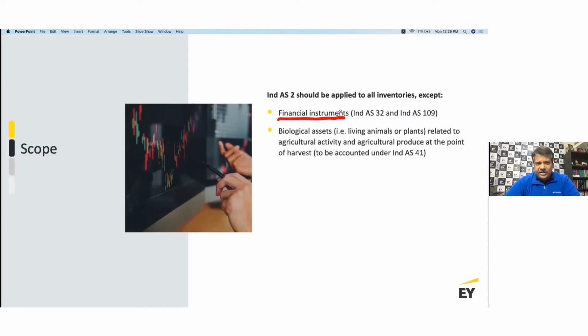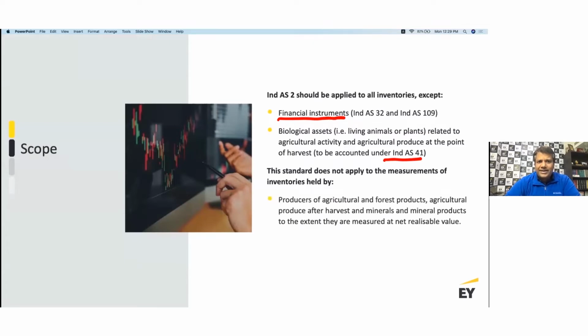Biological assets which are covered under Ind AS 41. If there are biological assets, they are covered under Ind AS 41, then you will apply Ind AS 41. The standard does not apply to the measurement of inventories held by producers of agricultural and forest products, agricultural produce after harvest, and mineral products, to the extent they are measured at net realizable value.